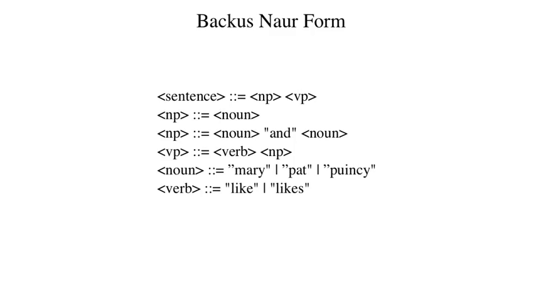One way to define the syntax of English is to write grammatical rules in Backus-Naur form, or BNF. Rules shown here illustrate this approach for a small subset of pseudo-English. Sentence is a noun phrase followed by a verb phrase. A noun phrase is either a noun or two nouns separated by the word and. Verb phrase is a verb followed by a noun phrase. A noun is either the word Mary or the word Pat or the word Quincy. A verb is either like or likes.